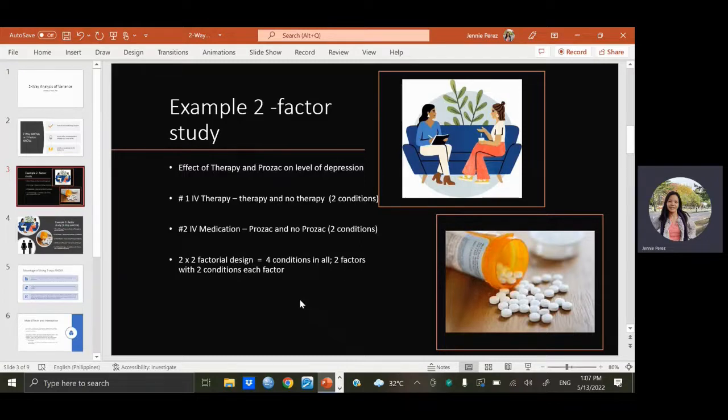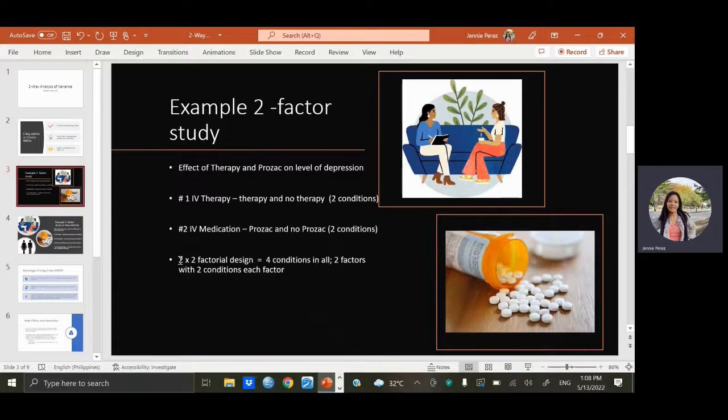And we have therapy with two levels: the with therapy condition and the no therapy condition. And the second factor, which is medication: the first condition is Prozac, the condition using Prozac as a medication, and another condition uses no Prozac, or the control group.